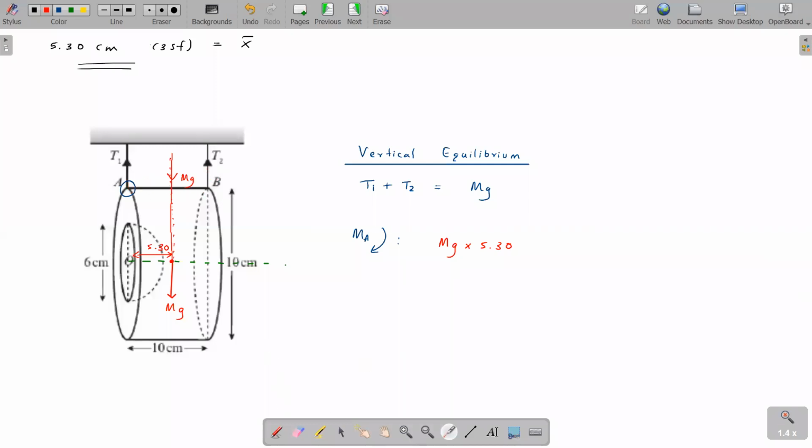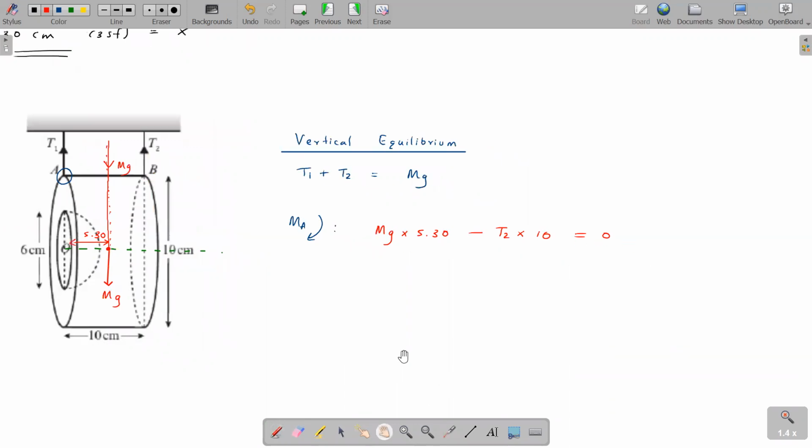And if you consider T2, T2 gives an anti-clockwise moment. From point A, T2 pulls upward, so it provides the anti-clockwise moment. Therefore, minus T2, and the perpendicular distance from point A is 10 centimeters. This is equal to 0, because if the object is in equilibrium, the sum of moments must be 0.